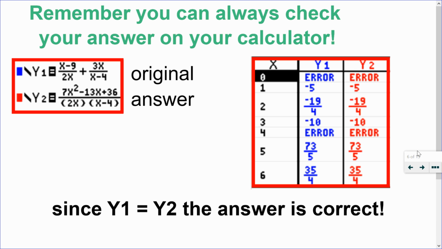Again, you can always check in the calculator by putting the original question into Y1, your answer into Y2. The check always happens in the table. Notice we have some errors for our non-permissible value, but Y1 equals Y2 for all the permissible values, which means values that are allowed.